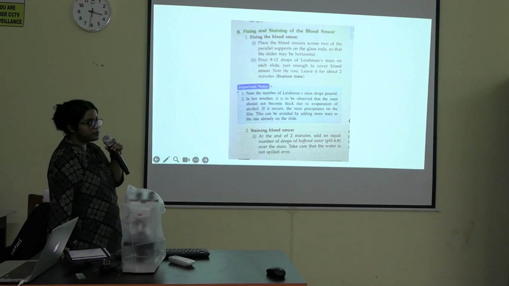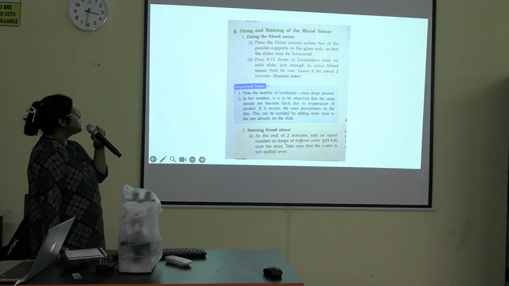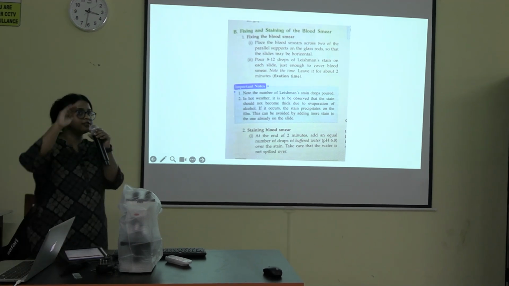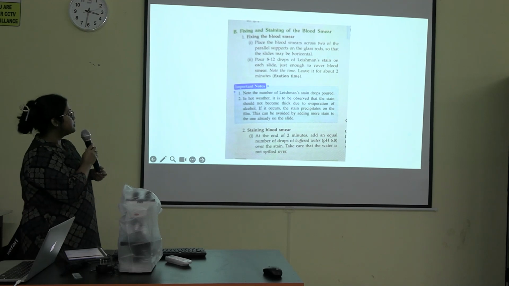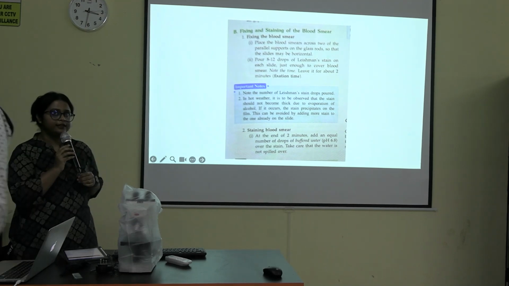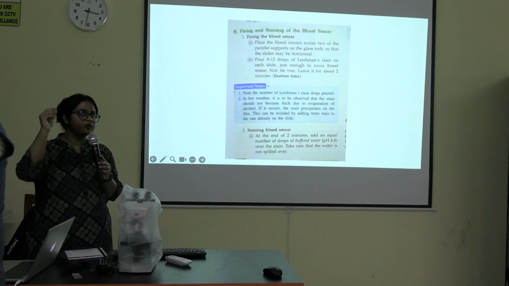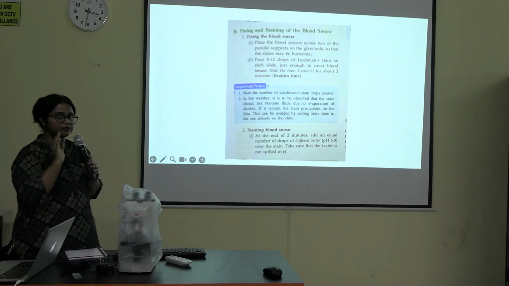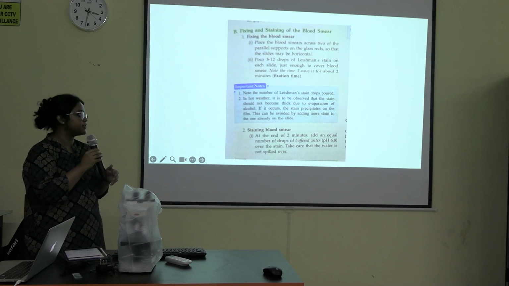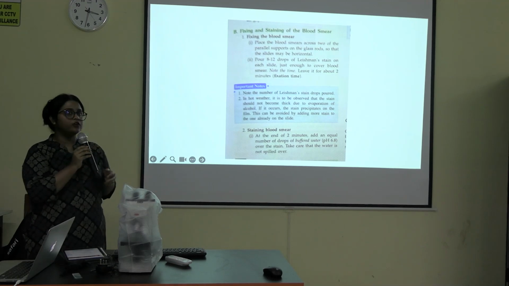Fixing the blood smear. Okay, now we'll place the blood smear across. We'll put our slide in a support and then we'll start staining it. Now it's written that Leishman stain that I have mentioned about, we have to put 8 to 12 drops of Leishman stain over the slide and cover the slide. Cover your smear with the Leishman stain and leave it for 2 minutes.